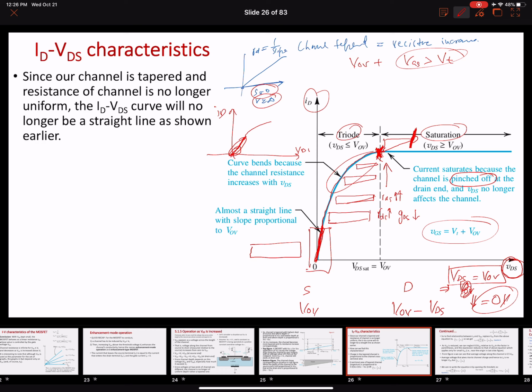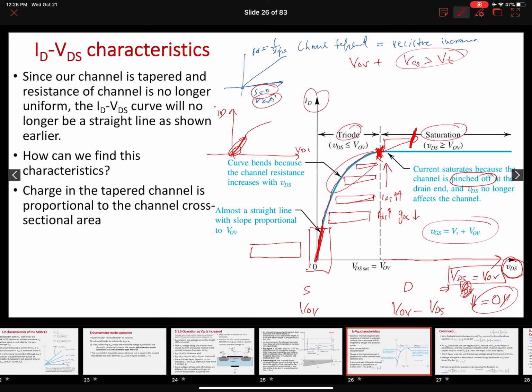Beyond this point, no matter what, even if you continue to increase the value of VDS, there will be no increase in the current. The current will not stop, because we will soon realize that the current will continue to flow and the electrons will still accelerate through the depletion region from the drain end, even though the channel is pinched off there. So how can we find these characteristics? I guess we just talked in sufficient detail.